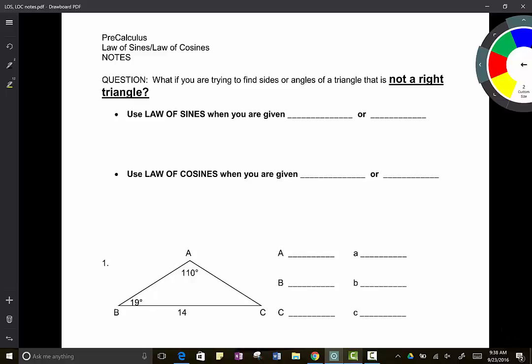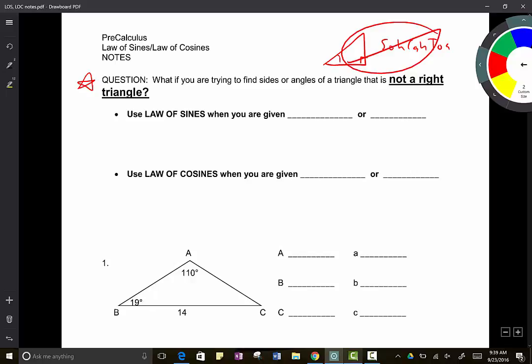We're picking up right where we left off with triangles, but the question that leads our discussion on this worksheet is, what if you're trying to find the sides or the angles of a triangle that is not a right triangle? If it doesn't have a right angle, you can't just use SOHCAHTOA like we have been using the last few days. That no longer applies. So we're going to talk about two things that we touched on Friday: law of sines and law of cosines.